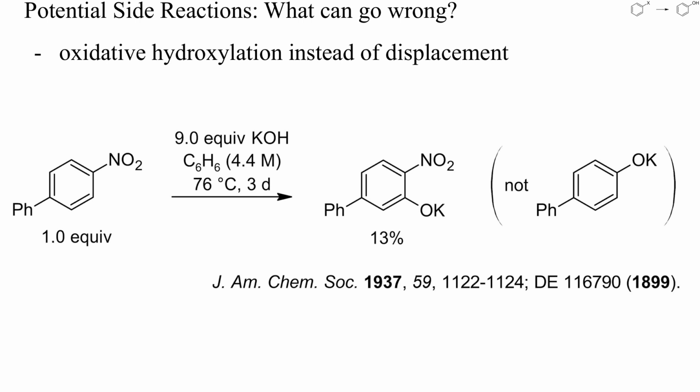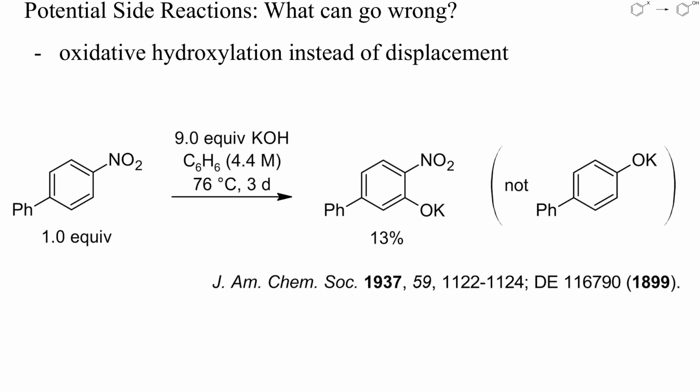So, what can go wrong? I already showed you one example of oxidative hydroxylation of a nitroarene. These reactions are discussed more thoroughly in part 3 of this playlist. In this example, such a hydroxylation occurred without any added oxidant. Nitroarenes can, of course, also act as oxidants and may even decompose violently when heated with alkali hydroxides.